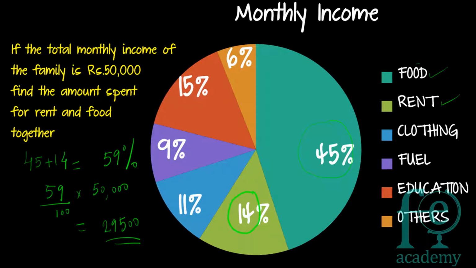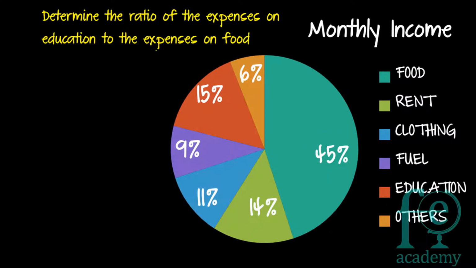So from the pie chart, you just see what percentage is spent on food and what percentage is spent on rent. So it is just reading the pie chart and finding the answer. Second question: determine the ratio of the expenses on education to the expenses on food. So you have to determine what is the ratio of the expenses on education to the expenses on food.